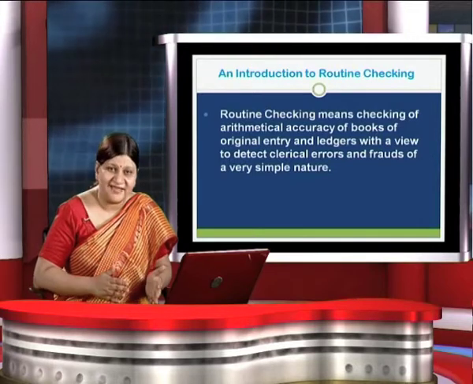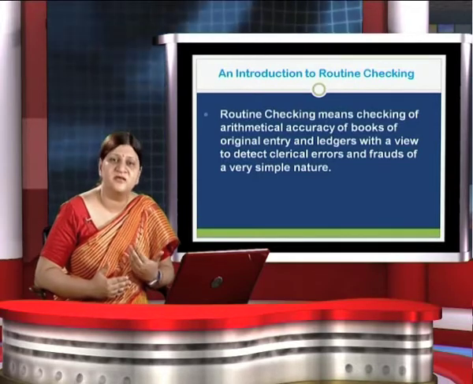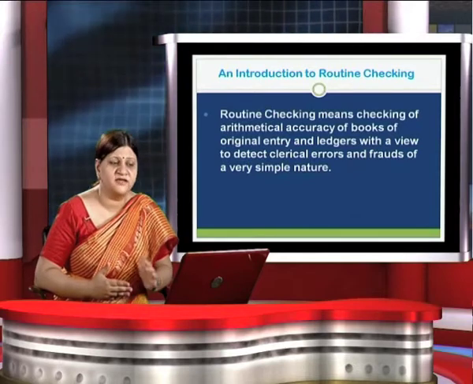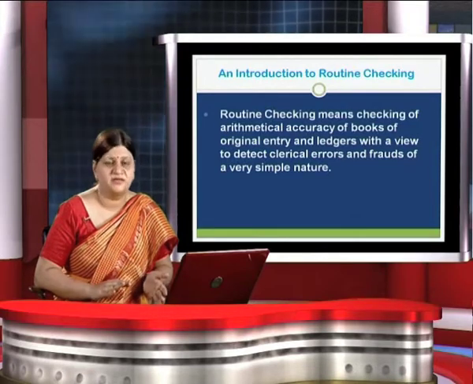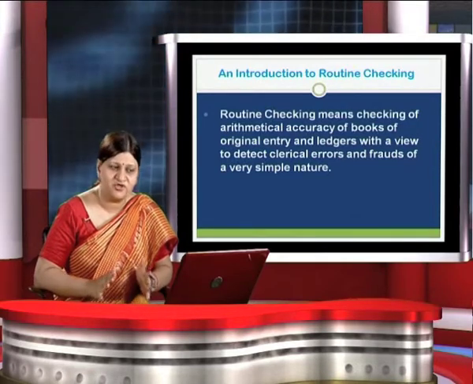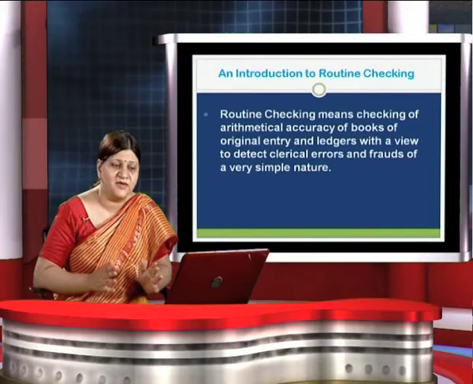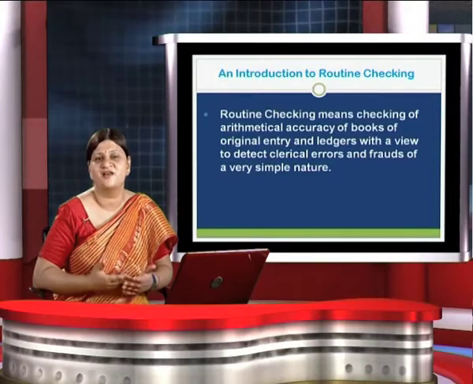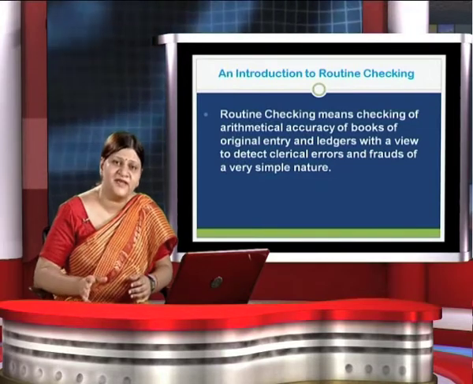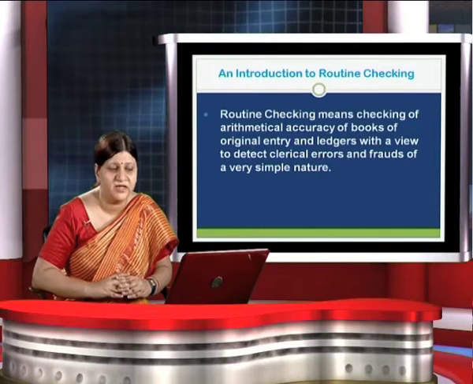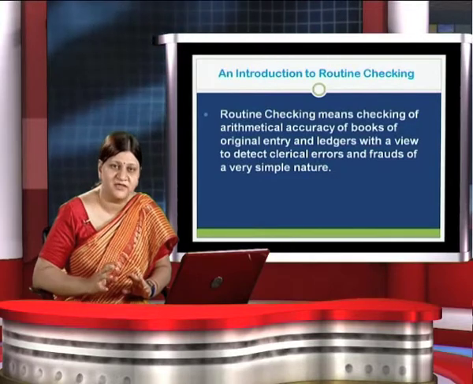In order to detect and prevent mistakes or errors, routine checking is conducted. Here we ensure that arithmetical accuracy is maintained, and books of original entry, that is journals, sales books, are checked against the ledgers, and we detect clerical errors as well as frauds. Clerical errors mean errors of omission, errors of commission, compensating errors and errors of principle. And fraud, that means intentional errors, is also taken care of.